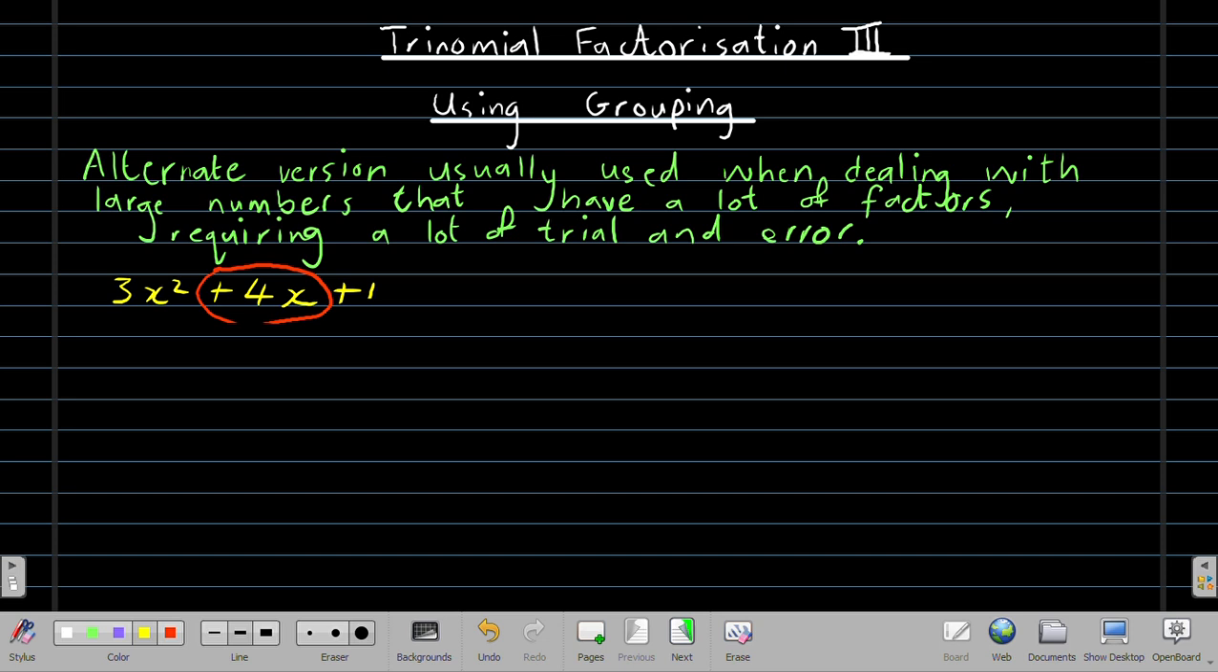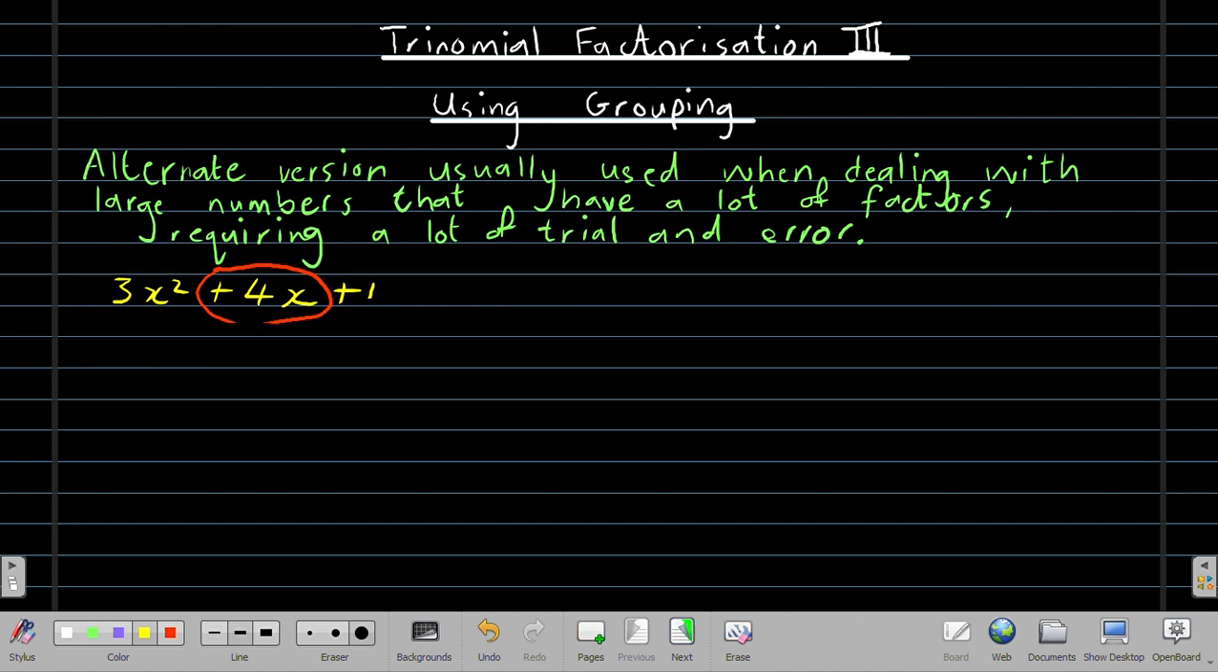Welcome back, everybody. So today we're going to be looking at Trinomial Factorization 3. This is the final bit of factorization we're going to do. And this is quite advanced, it's tricky, and it's just meant to give you an alternate way to solve trinomial factorization.